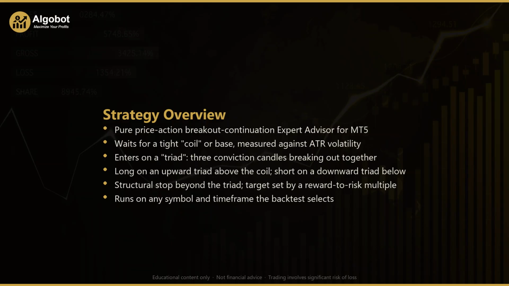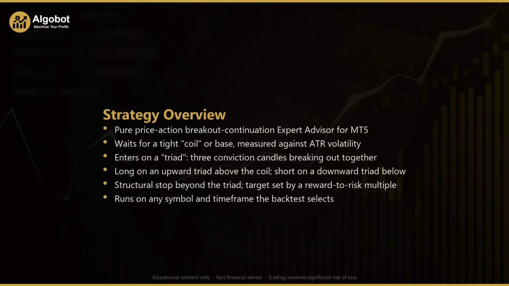The central idea is simple and time-tested among discretionary traders. The cleanest breakouts tend to be born from quiet, not from a move that has already run a long way. So the strategy first looks for compression, a tight base, or coil, where price has been squeezed into a narrow range relative to its recent volatility. When a market has been coiling like that, energy is building, and a decisive push out of the range can mark the start of a fresh directional move.